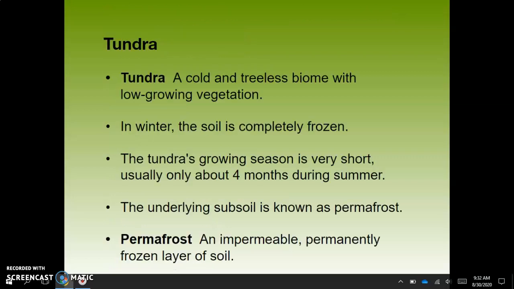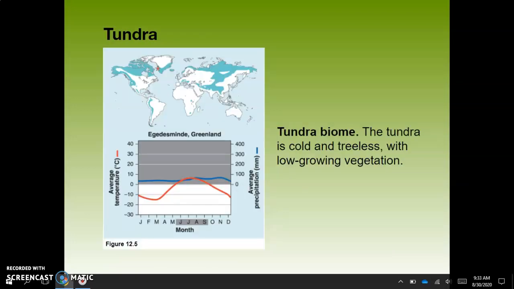So the first thing we're going to talk about is the tundra, and this is a cold and treeless biome with low growing vegetation. So it's cold, no trees. In the winter, the soil is completely frozen, and the tundra's growing season is very short, so usually only about 4 months during the summer. So the growing season is when vegetation is growing. The underlying subsoil is known as permafrost. Remember, most of it's frozen, and that's an impermeable, permanently frozen layer of soil. So tundras are very cold.